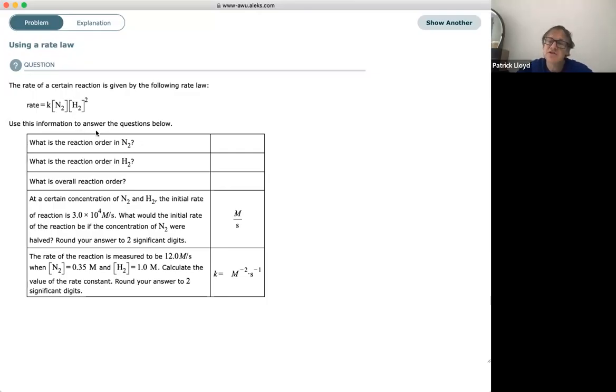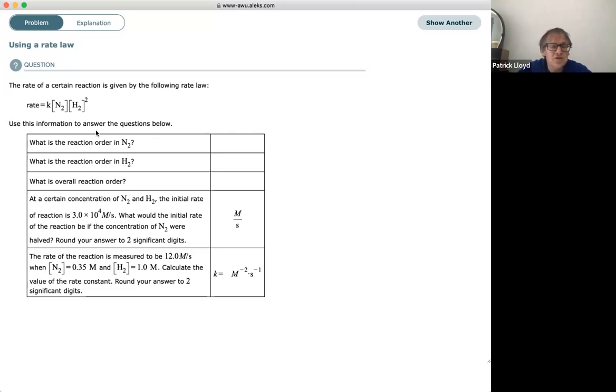Okay, now we get to some calculations. At a certain concentration of N2 and H2, the initial rate of the reaction is 3.0 times 10 to the 4 molarity per second, right? Moles per liter is molarity. So that's molarity per second. That's concentration units over time units.